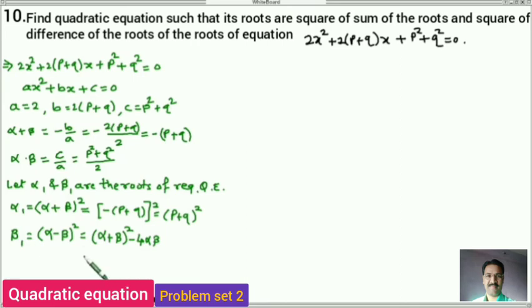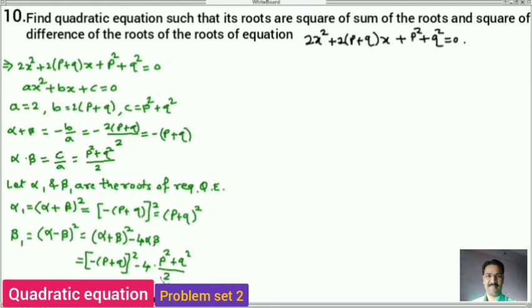Now I'll put the values here. What is alpha plus beta? Already we found here, that is minus P plus Q. So here it is minus P plus Q, and because of the square, we'll write like this. Minus 4 into, what is alpha into beta? Here it is P square plus Q square upon 2. P square plus Q square upon 2.